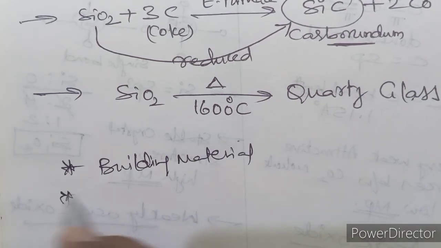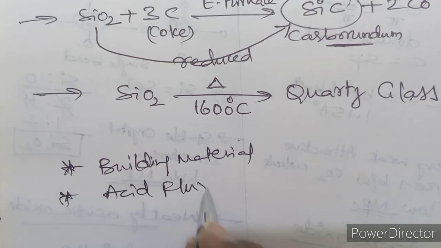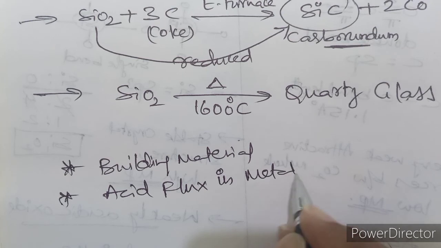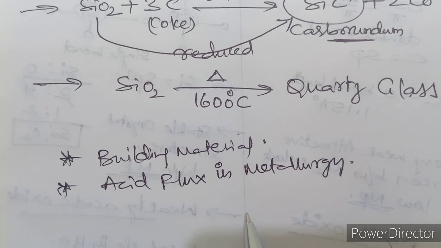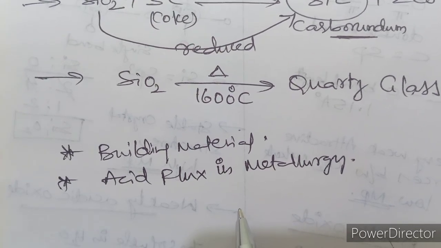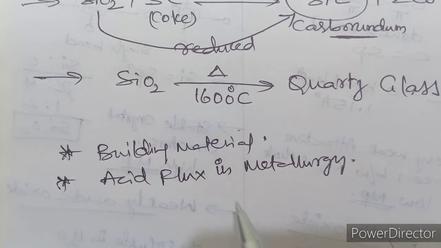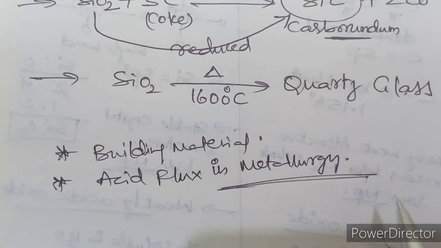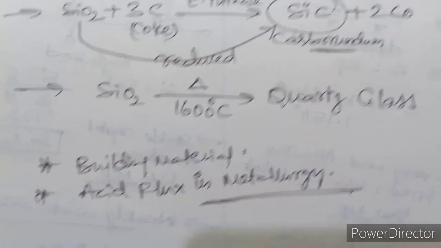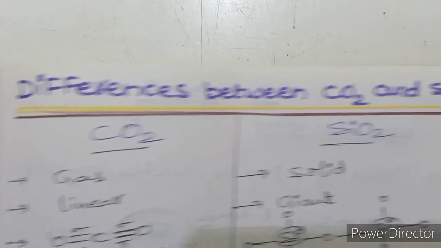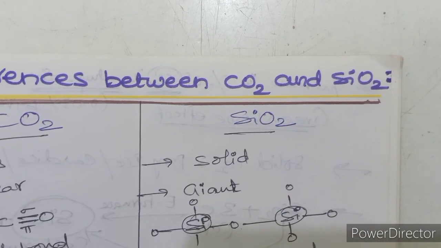and this SiO2 is used as acid flux in several metallurgical operations. SiO2 also plays an important role in manufacturing as well as in the metallurgical industries. This SiO2 silica also has many crystalline and amorphous allotropic forms. Like this are the differences between carbon dioxide and silicon dioxide.